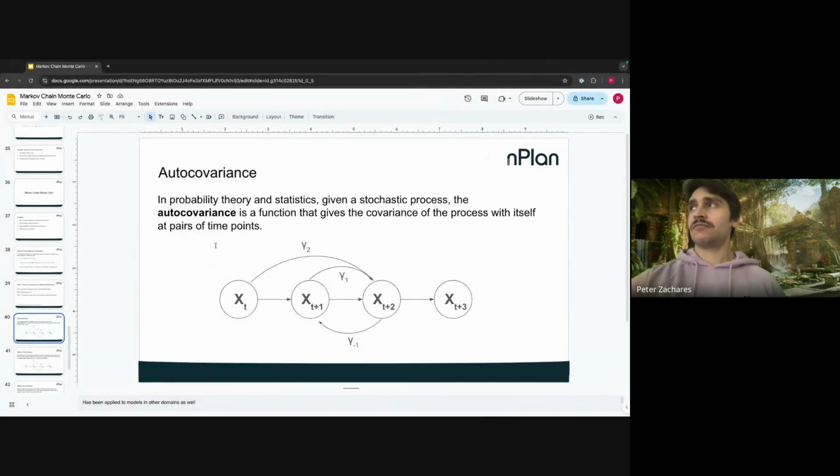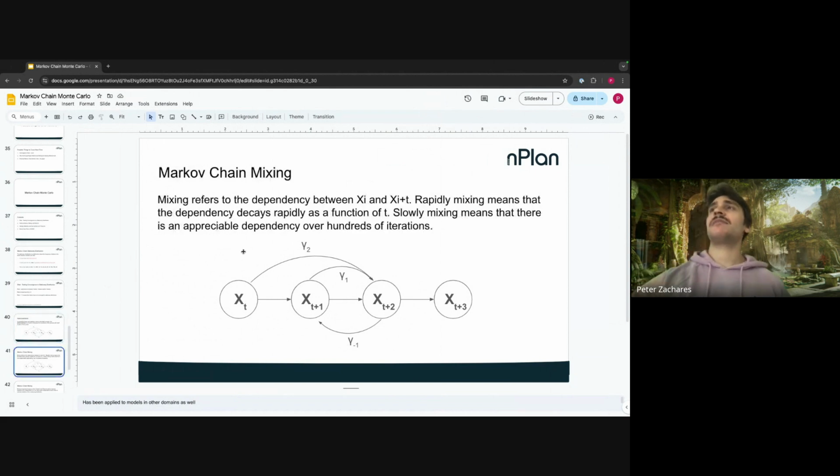So we just talked about autocovariance, and now let's talk about Markov chain mixing, because it relates to that, and that's a big topic in this paper. So what is mixing? From the paper, mixing refers to the dependency between step xi and step xi plus t, where t could be 1, 2, 5, whatever. Rapidly mixing means the dependency decays rapidly as a function of t. Slowly mixing means that there is an appreciable dependency over hundreds of iterations.